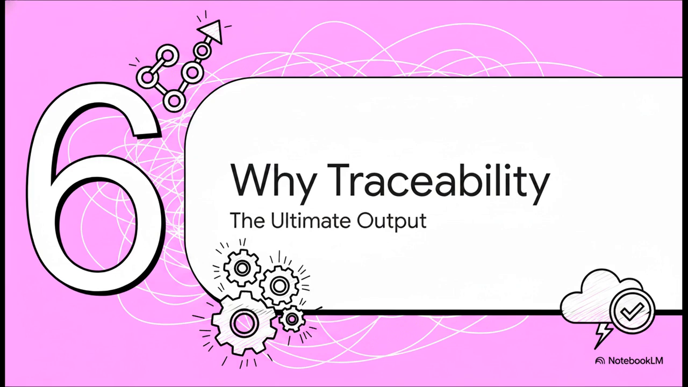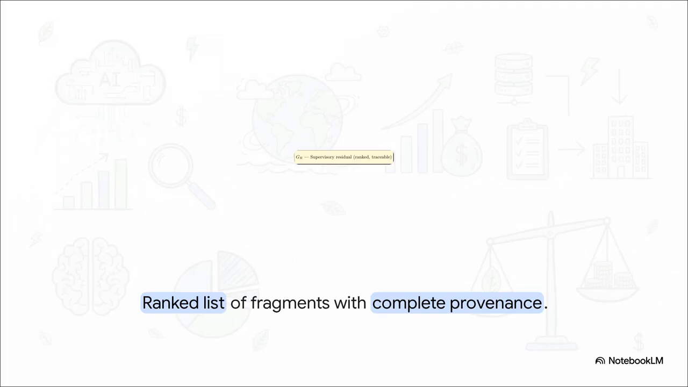And finally, Section 6. Why traceability matters. This is the ultimate output of the entire system. When the model spits out that remaining bucket, it isn't some arbitrary score of 72 out of 100. No, it's a ranked list of highly specific graph fragments. And the best part? It comes with complete provenance. Every single missing piece of risk points directly back to a specific document, a specific paragraph, or specific dataset row.